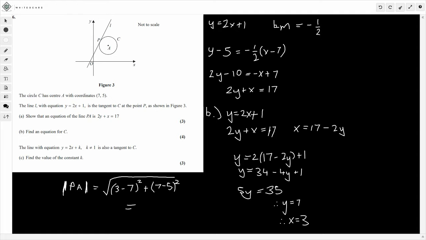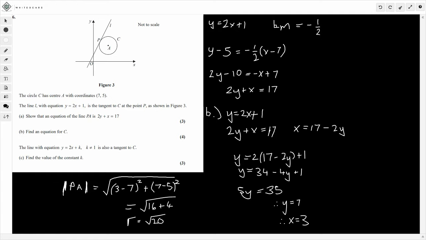And what's this going to give me? That's going to give me 4 squared, so that's 16. And that'll be 7 minus 5, so 2, square that, plus 4. So we simplify that, that's the square root of 20. So that gives us the square root of 20. So that's r. So remember, when we write the equation of a circle, it's x squared plus y squared is equal to r squared. So this is r now, this is my radius.